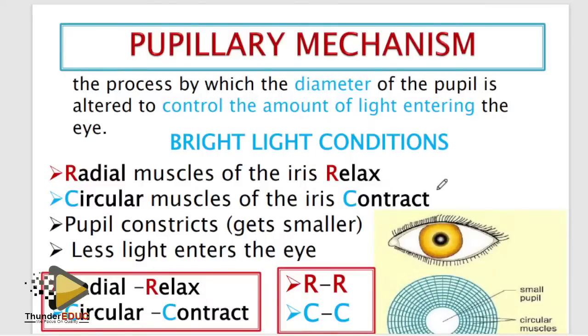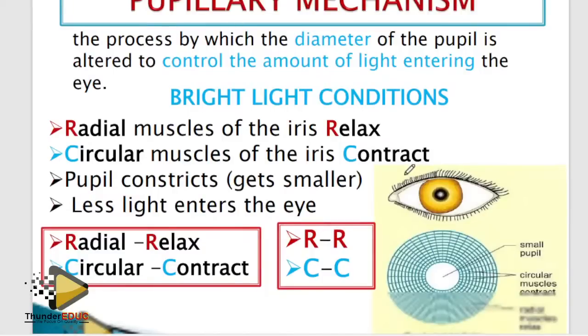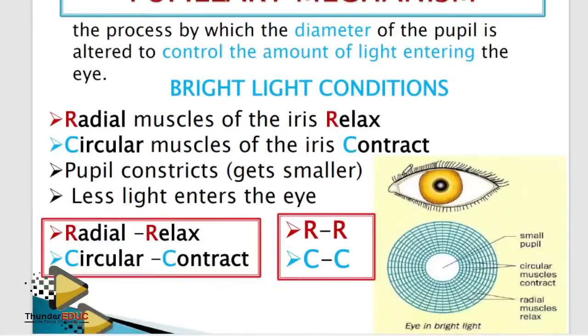For the pupillary mechanism, we have the bright light and dim light. In bright light, you don't mix things up, while in dim light, you mix things up. So R with R, C with C.